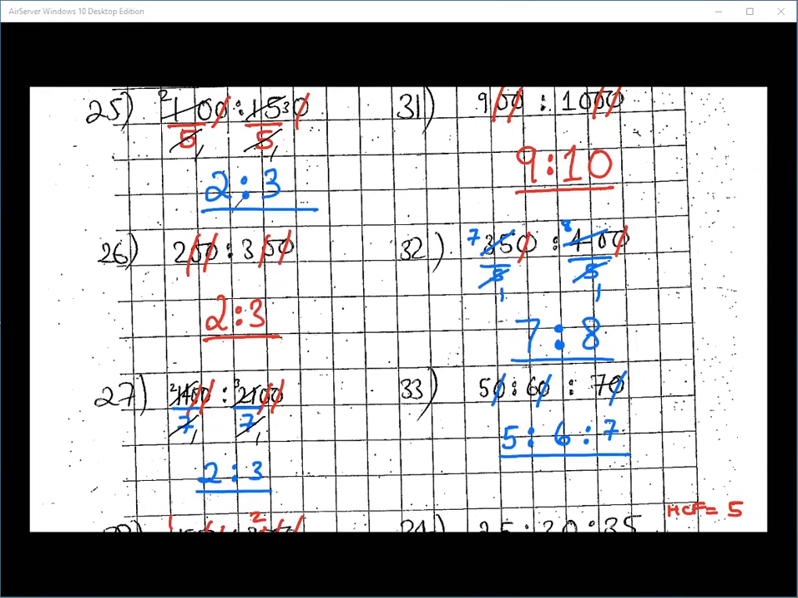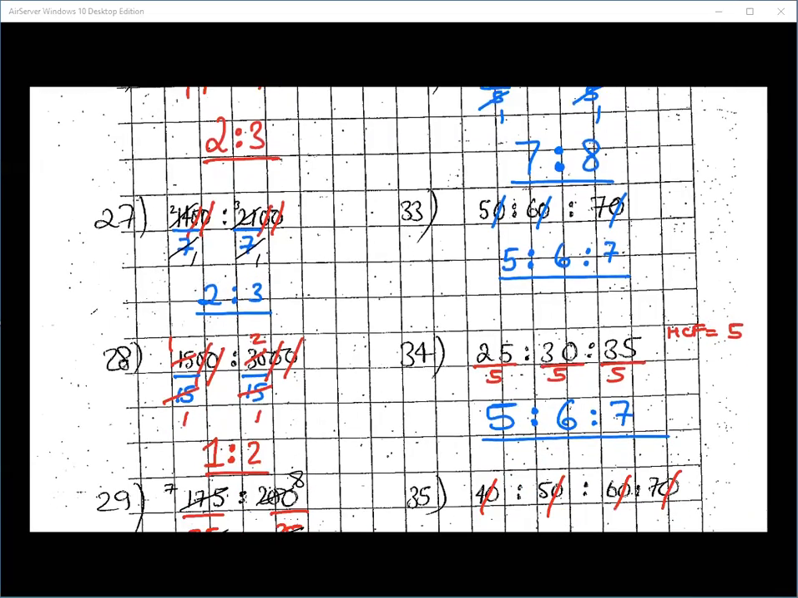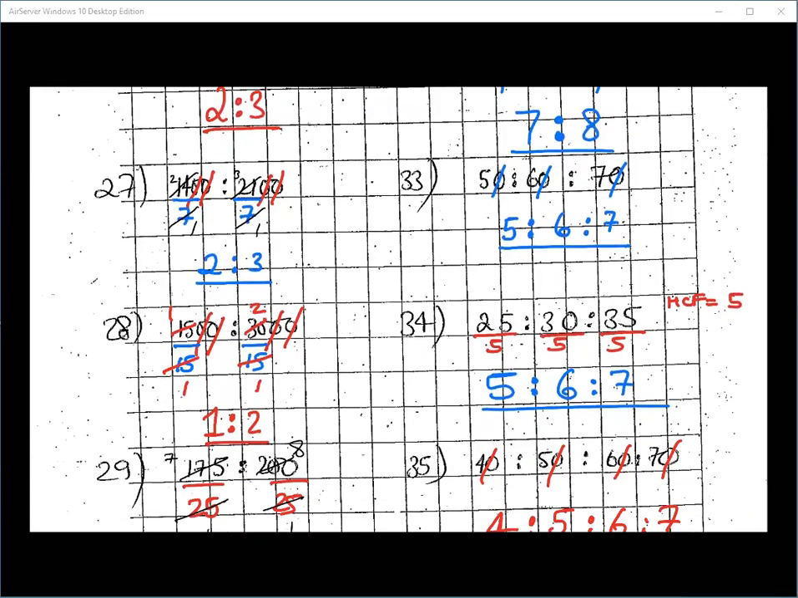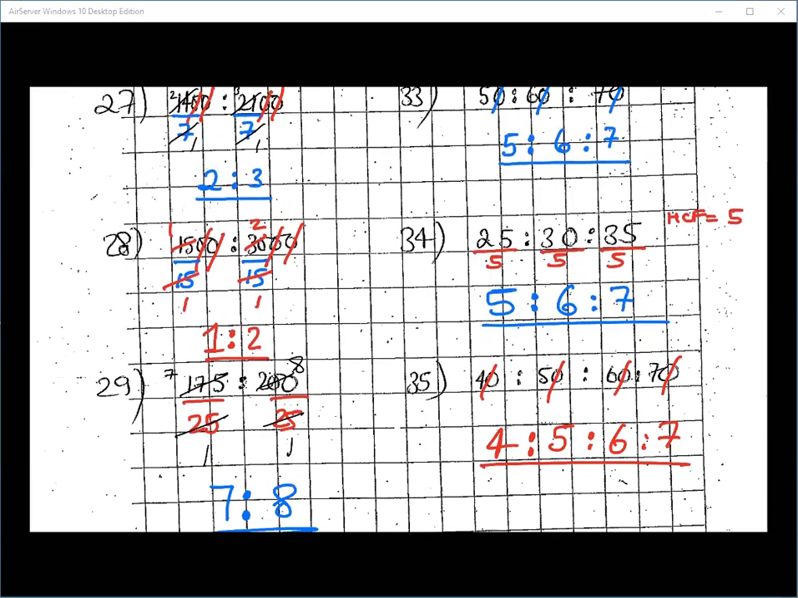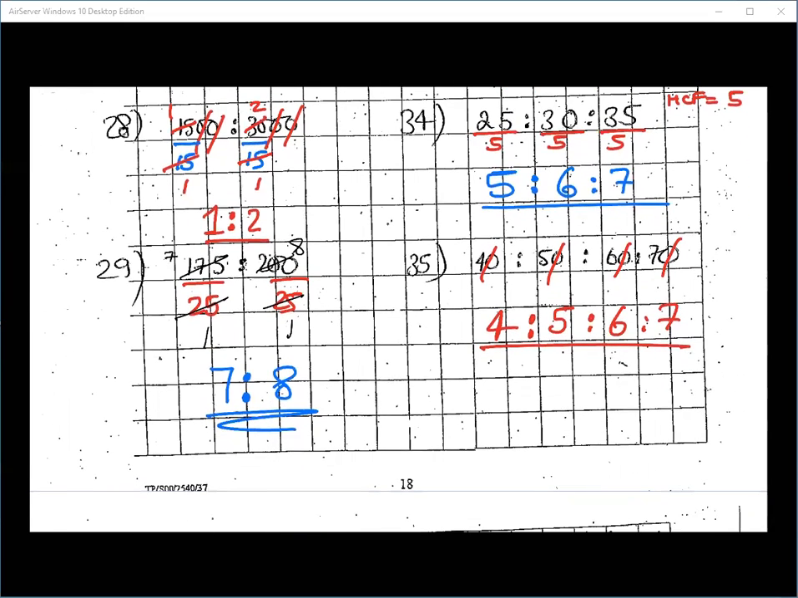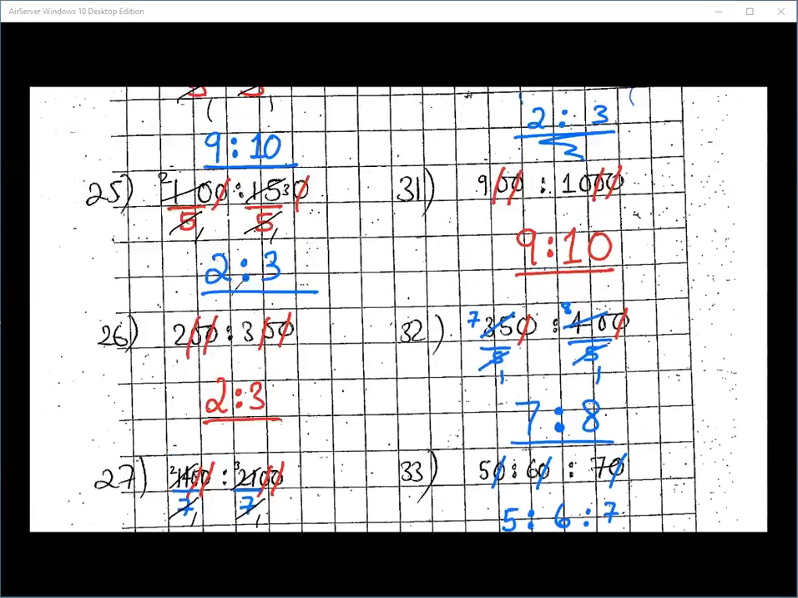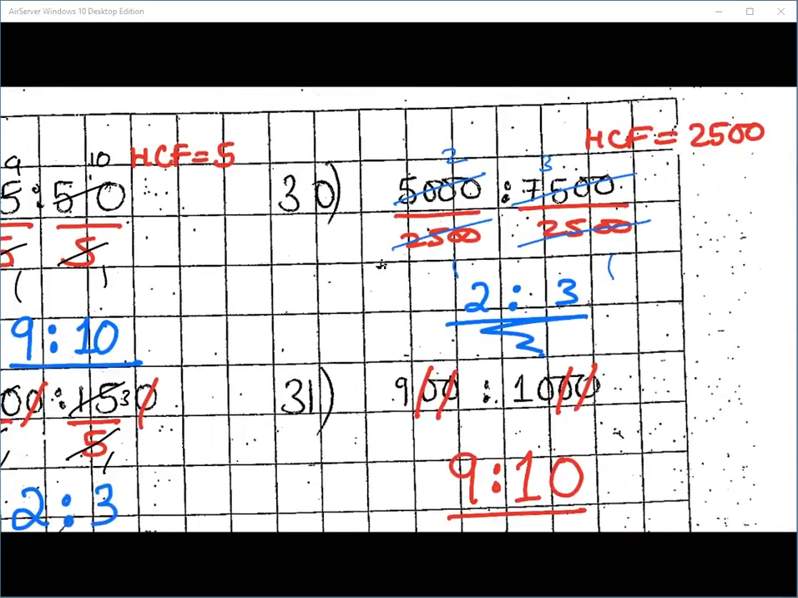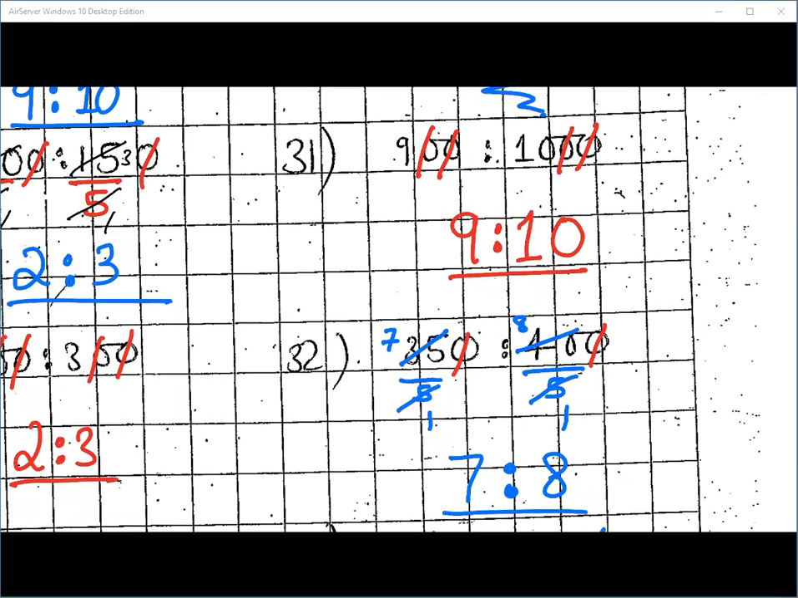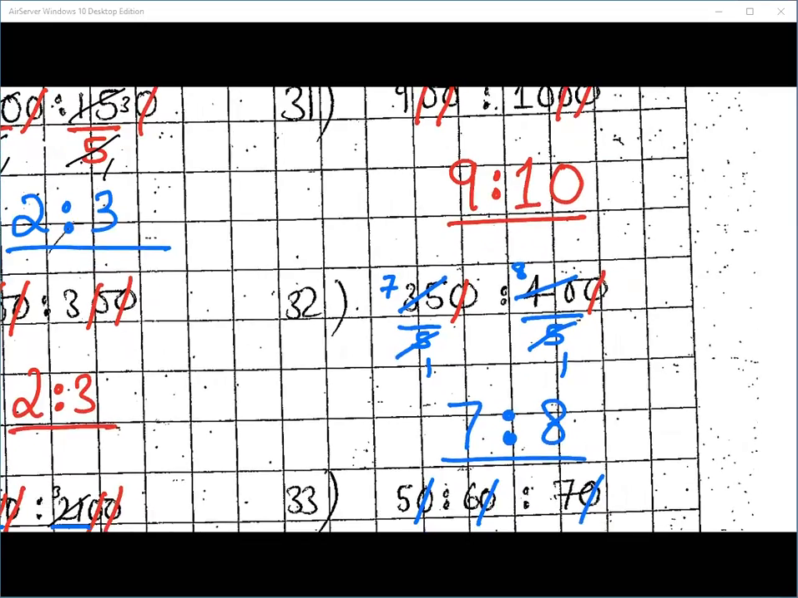200, 300, again, I cancelled using the cancelling techniques that we learned in fractions. Divide by 10, divide by 10, done twice, gives you 2 to 3. Same for the 1,400 and 2,100, that gives you 2 to 3. 1,500 and 3,000, that gives you 1 to 2. 175 and 200, that gives you 7 to 8. Now on the side, that one is already done, number 30. Number 31, again, I've done a progressive cancelling and divided by 100 on both sides. Boom, boom, gives you 9, 10.